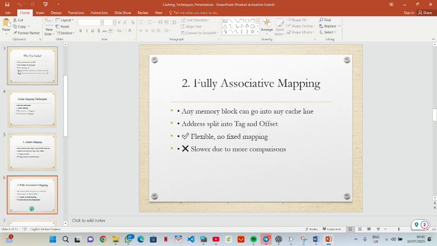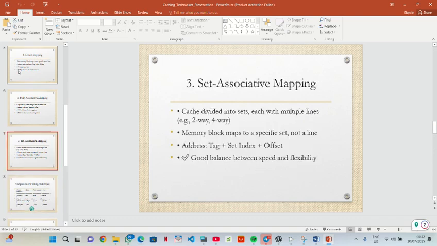The second one is fully associative mapping. In fully associative mapping, a memory block can go into any cache line. This removes the problem of fixed mapping and reduces conflict misses. However, the downside is that it's slower and more complex because the system has to compare the tag with every line in the cache.